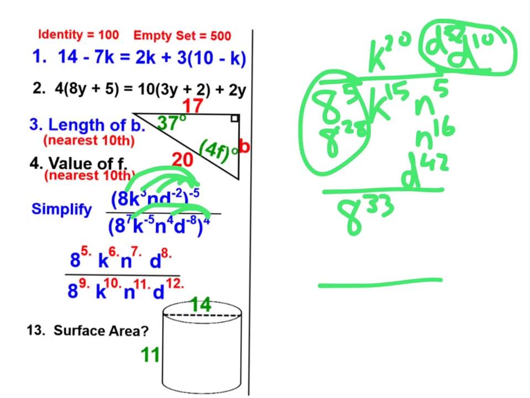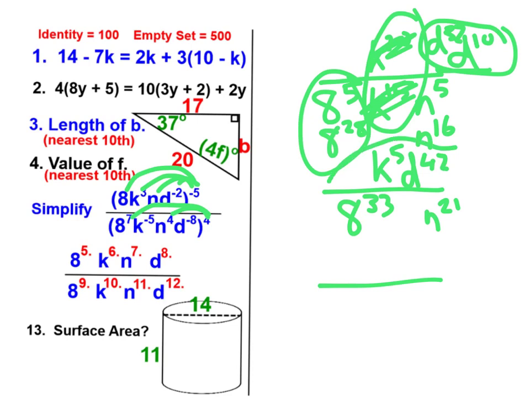I notice I have an n to the 5th on the bottom and n to the 16th on the bottom, so I'm going to add those together and get n to the 21st. And then if I have k's on top and k's on bottom, remember, they cancel each other out somewhat. So 15 of these k's down here are going to knock out 15 of these k's up here. We'll be left with 5 k's up there. So in the end, I didn't need that last one. Our answer is k to the 5th, d to the 42nd, over 8 to the 33rd, n to the 21st power.